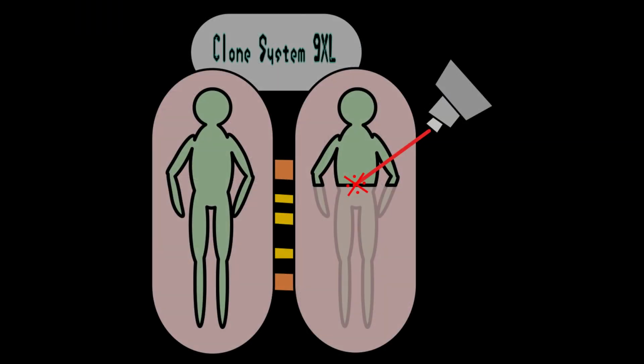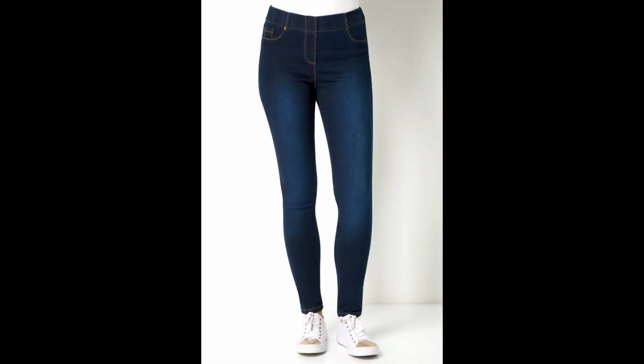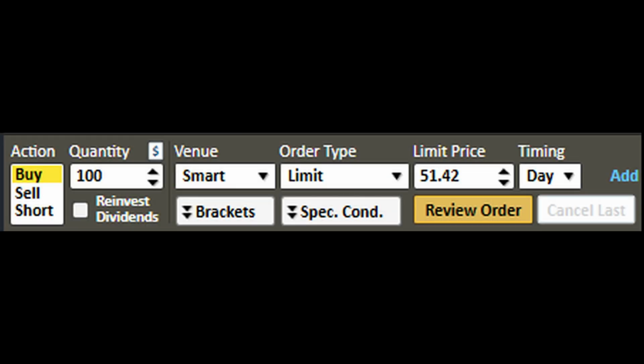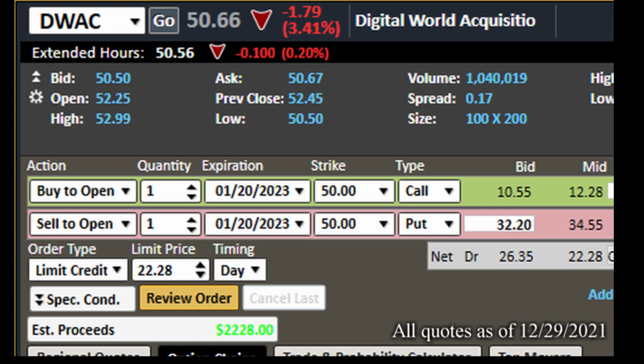Well, it's actually possible by doing something called a synthetic. A synthetic is when you create something that mimics something else, like imitation vanilla, jeggings, or Beyond Meat. With the stock market, you're generally using options to create those imitations. There are several different types of synthetics, but for this video, we'll mainly be looking at a synthetic long stock, which means we're trying to replicate the profit and loss of owning the stock, but instead of owning the stock, we're using options. But a synthetic long stock works a little bit differently than normal for DWAC.